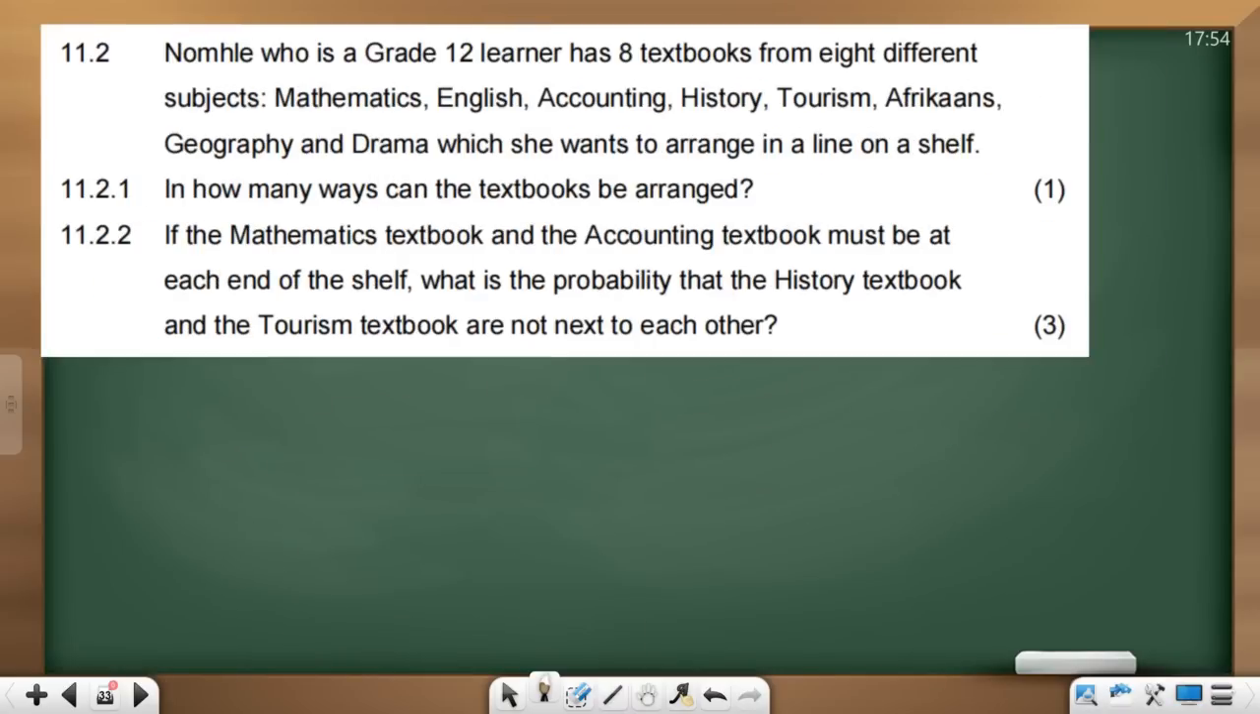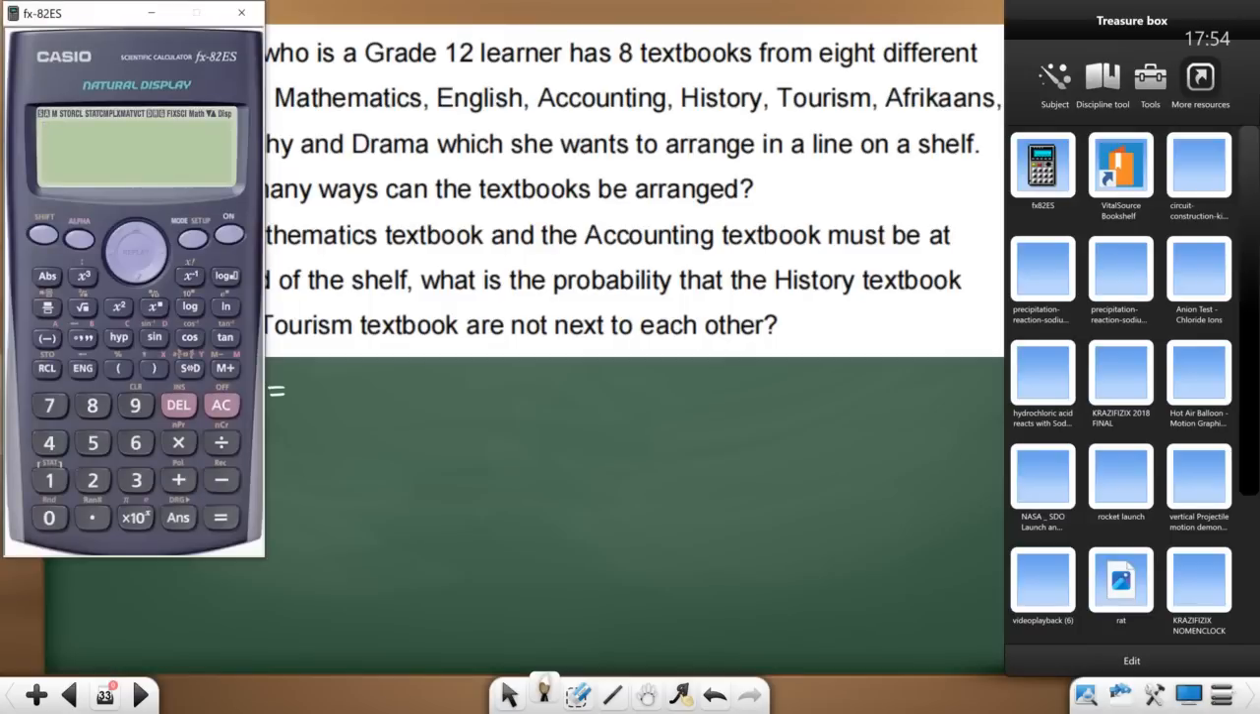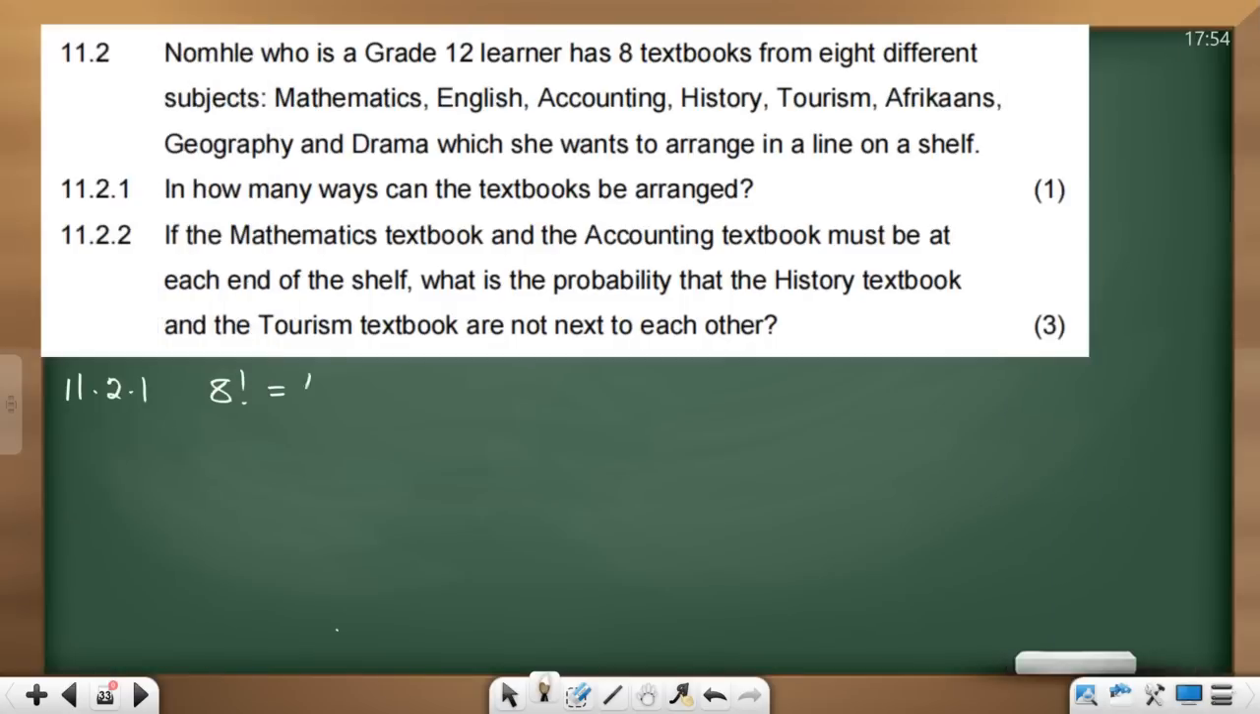Nonkululeko, who is a grade 12 learner, has 8 textbooks from 8 different subjects. She wants to arrange them on a shelf. In how many ways can the textbooks be arranged? Since they are different textbooks and they cannot be replaced or repeated, 8 factorial. Please don't just write that. Get your calculator and do the factorial. And this is 40320.